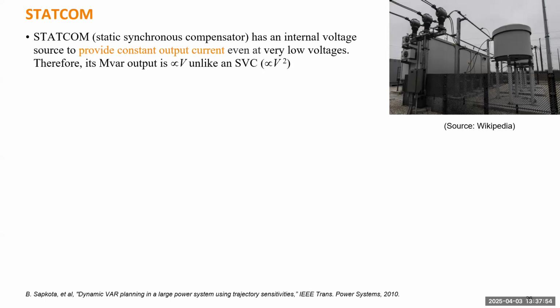The difference from the SVC is it has an internal voltage source, so it can give you constant current. That makes sure that even when you reach the limit, the VAR is still proportional to voltage, not proportional to voltage squared. So the VAR will change as a linear function of voltage, not a quadratic function of the voltage. That's better. Okay. In normal conditions, it behaves similar to SVC.